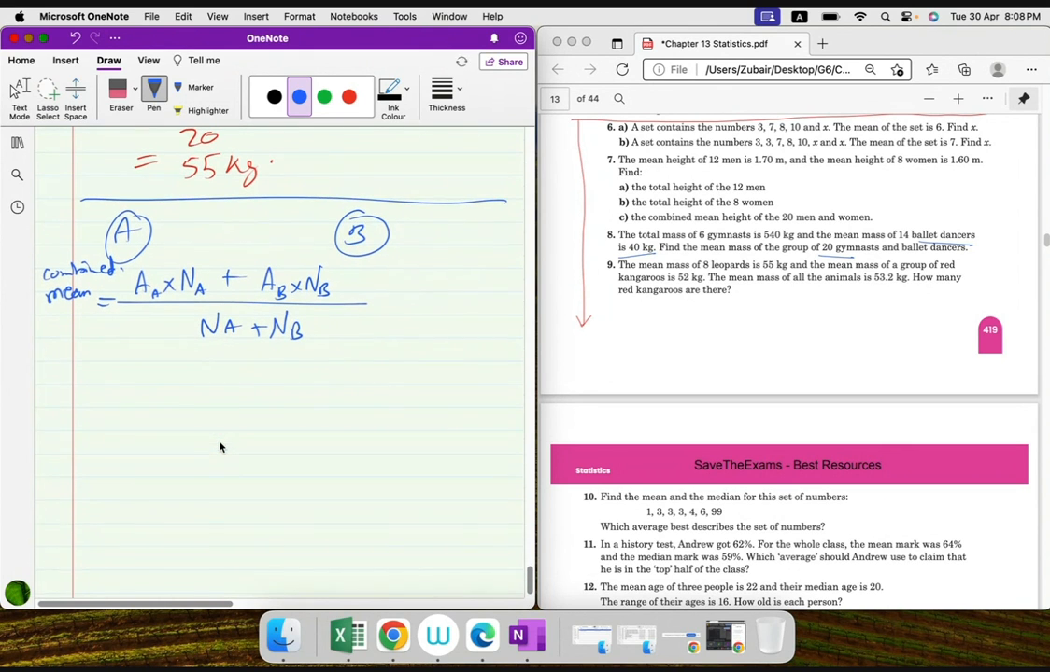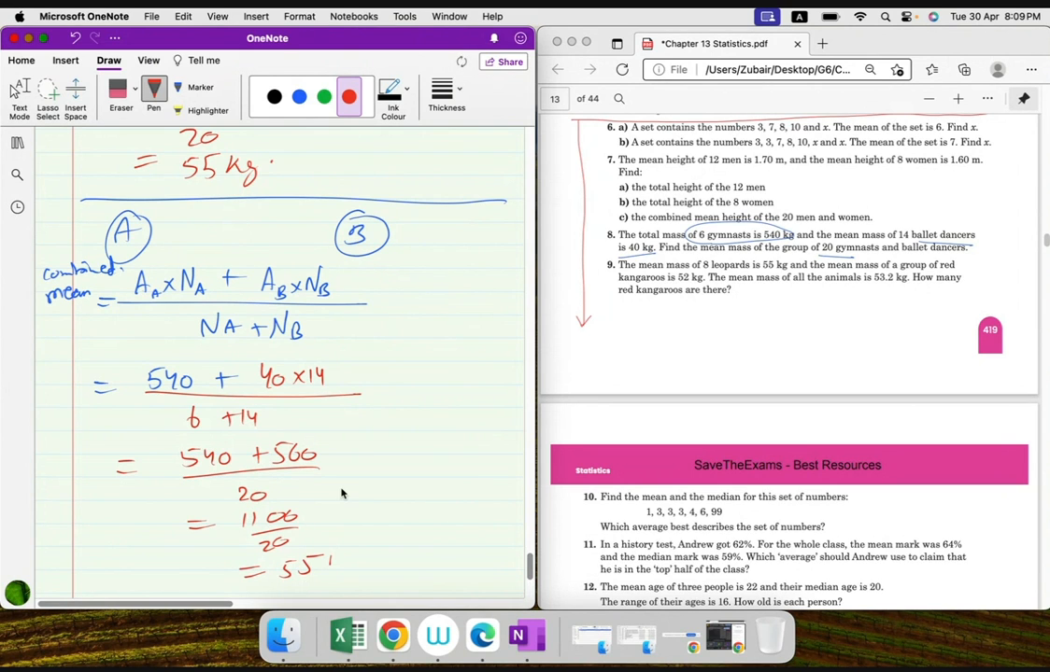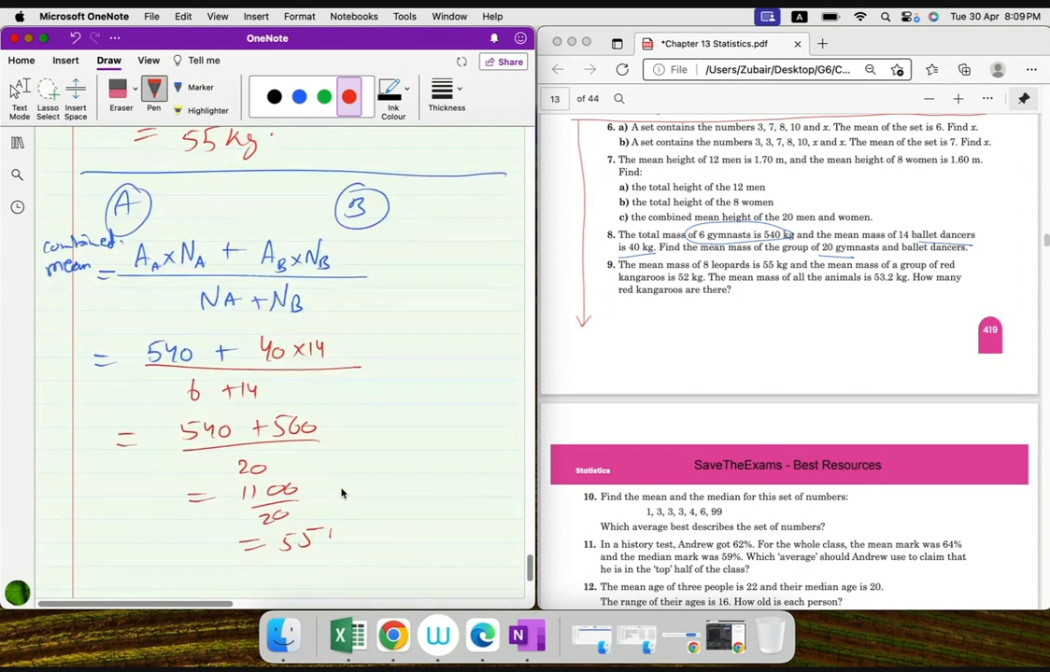If we use this formula, I already know that the total of the 6 people is 540. So the first class is already 540, plus the second class: there were 14 people and the average was 40, so 40 into 14, divided by 6 plus 14. So 540 plus 560 divided by 20, 1100 by 20 is equal to 55. So whether you go by the concept or use this formula, both result in the same answer.